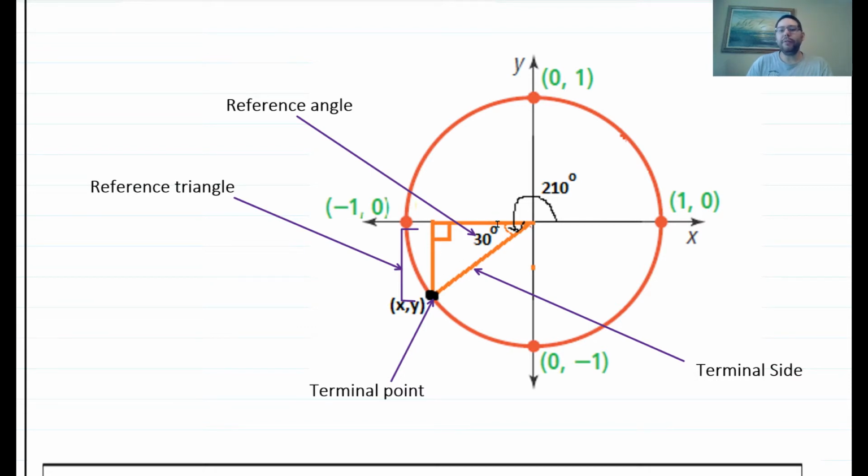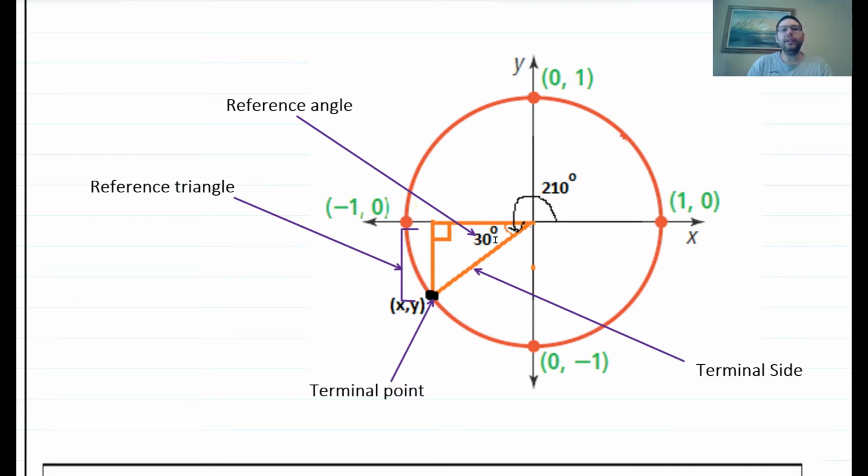And I know that the reference angle is 30 degrees. How do I know that? Well, because I know that half of a circle is 180 degrees, right? And then I got to go an extra 30 degrees to get to 210 degrees. So I basically took 210 minus 180, and that gave me 30 degrees. So I knew that the reference angle was 30.